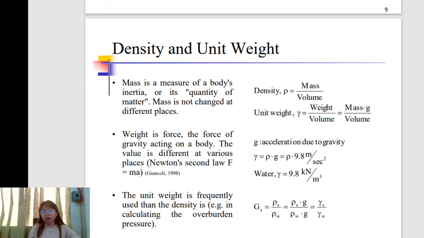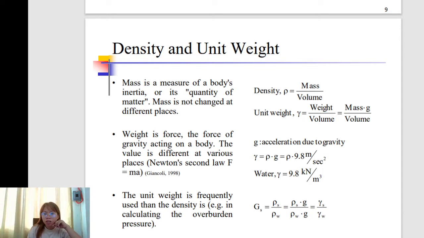So the weight will change depending on the acceleration due to gravity of the satellite or of the planet. If you are on the moon, that is 1/6 of the acceleration due to gravity of the Earth. So your weight will change, but your mass remains the same.